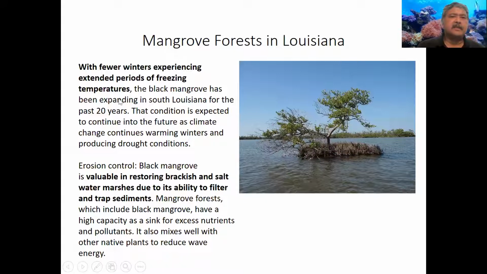Also up here it says perhaps due to global warming, with fewer winters experiencing extended periods of freezing temperatures, the black mangrove has been expanding in South Louisiana for the past 20 years. So pretty interesting, the changes that we see in the world because of the average temperature increasing because of global warming. We have the mangrove forest coming back a little further north than you would expect.